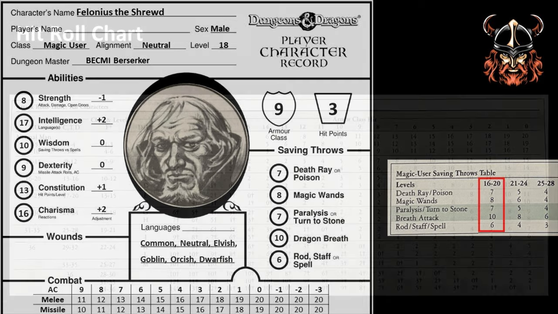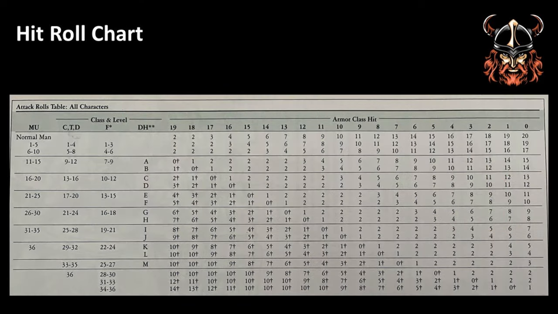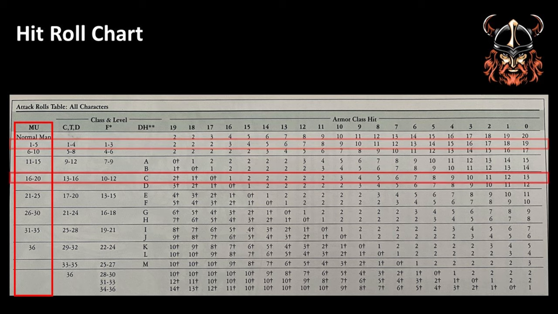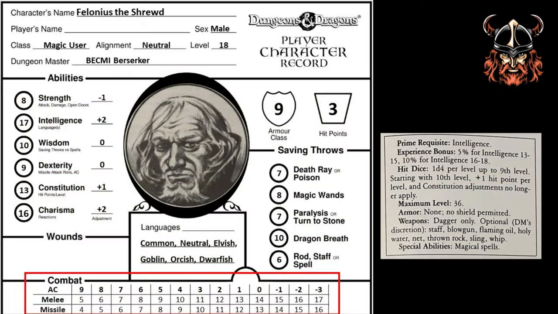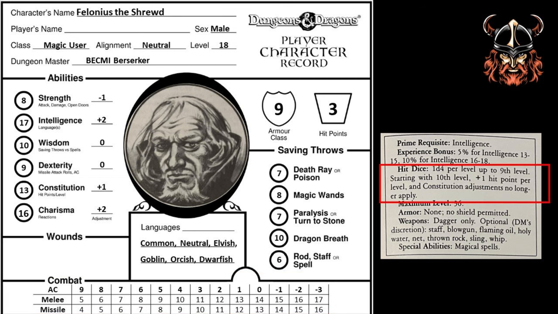Next, we'll update his hit roll chart, again consulting the numbers appropriate to his level and updating them on his sheet. When we account for Felonius's strength adjustment for melee, he needs a 14 and 13 to hit armor class 0, respectively. The last thing we need to update on this part of the character sheet is Felonius's hit points, by consulting the magic user's hit dice information again.